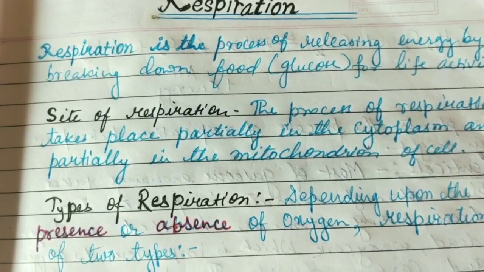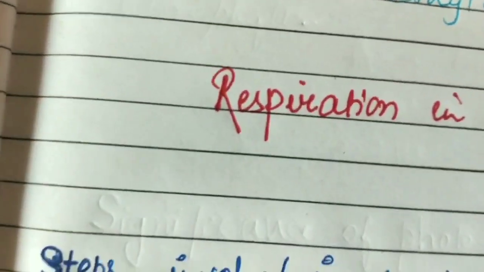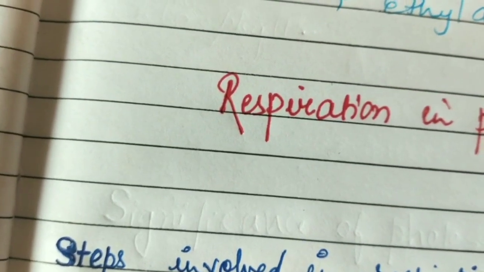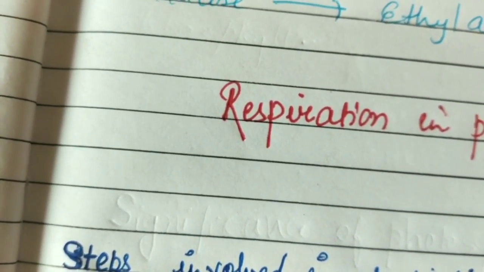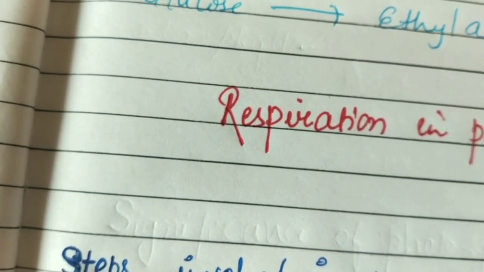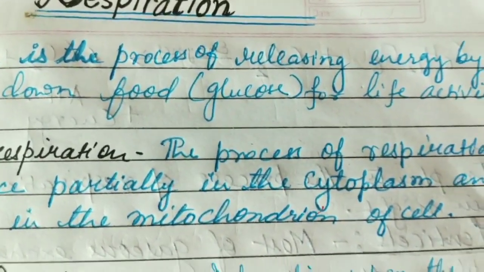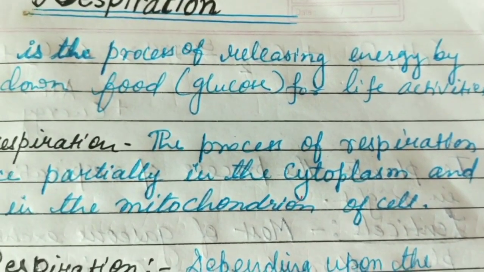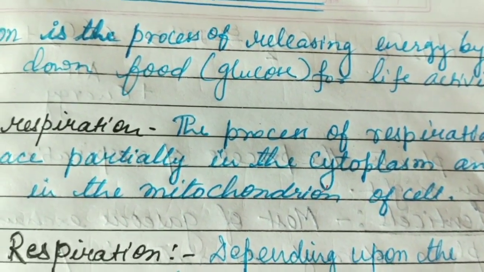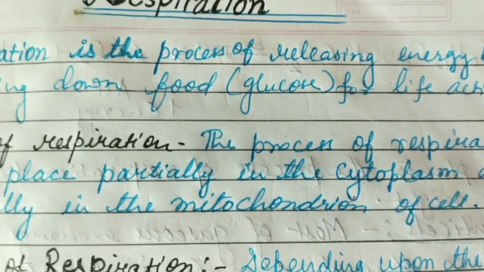Okay, plant life. In the last video we read about the process of respiration and two different processes, aerobic and anaerobic respiration. Now we'll see the process of respiration in plants. As you know, after photosynthesis, glucose is produced as a byproduct. This glucose is oxidized and the energy produced is used for the life activities of the plants.